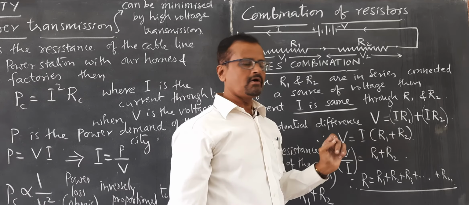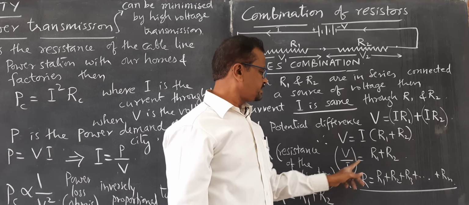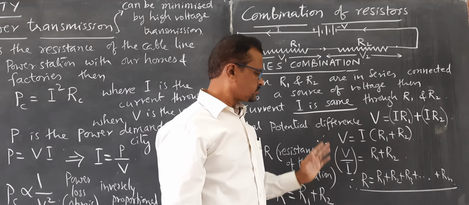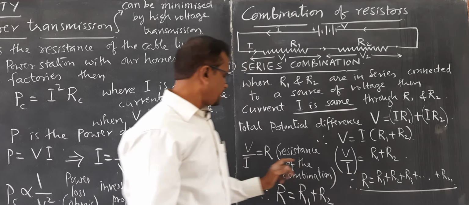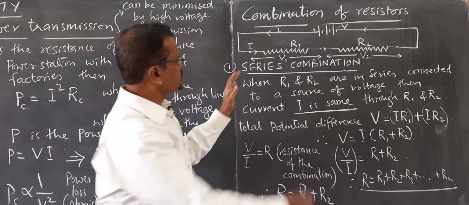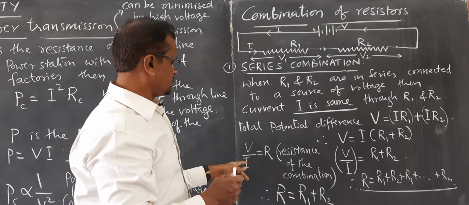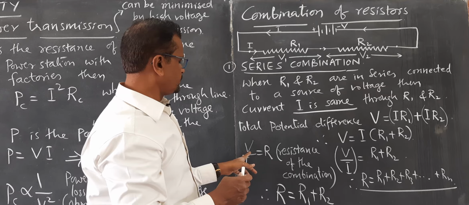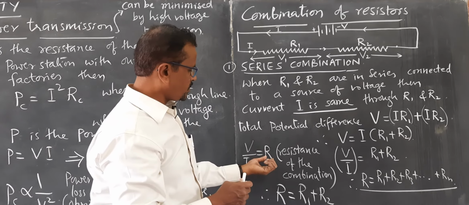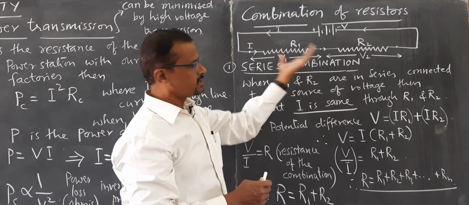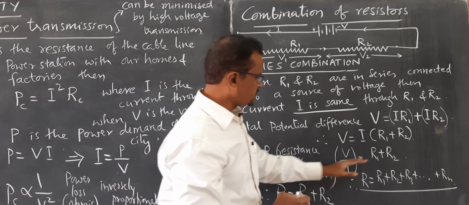If you take out I common, then it becomes I into R1 plus R2. So, V by I is equal to R1 plus R2. That implies R1 plus R2 is equal to R, where V by I is the total voltage divided by the total combination of the resistors in series. The current I is the same, therefore V by I is equal to R. So, R is the resistance of the combination of these resistors. Therefore, R is equal to R1 plus R2.